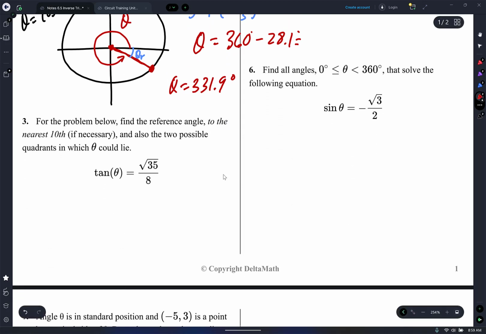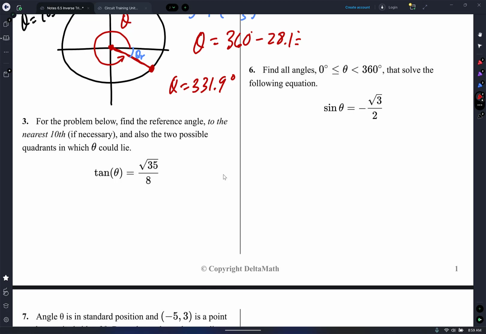Okay. Now this one, think of it as opposite over adjacent. Well, it is, right? Because it's tangent. It says here, all right, guys, focus. It says, for the problem below, find the reference angle to the nearest tenth and also the two possible quadrants in which theta could lie. Okay, before I even start, remember that tangent is y divided by x. Do you guys remember that?